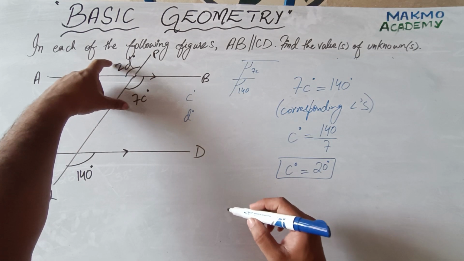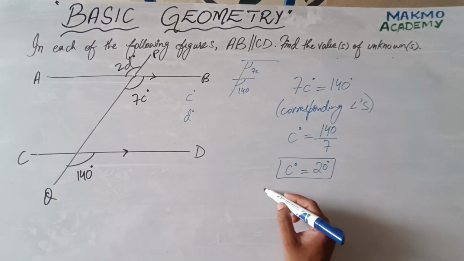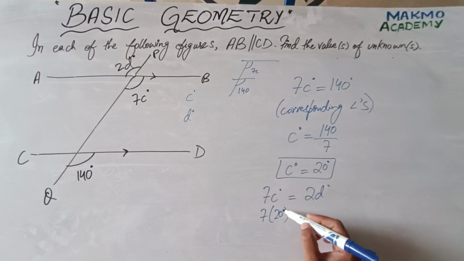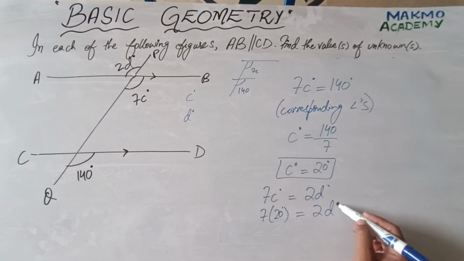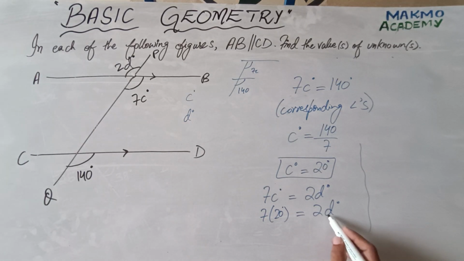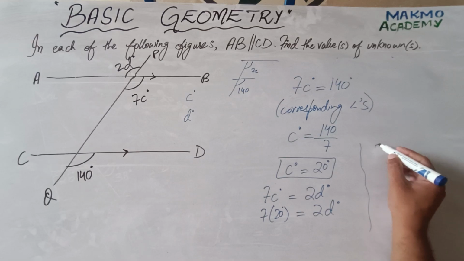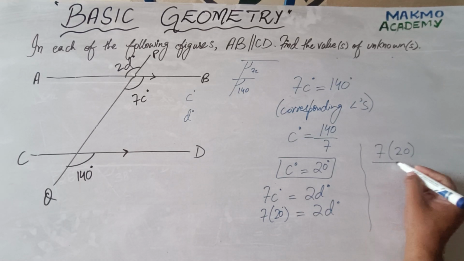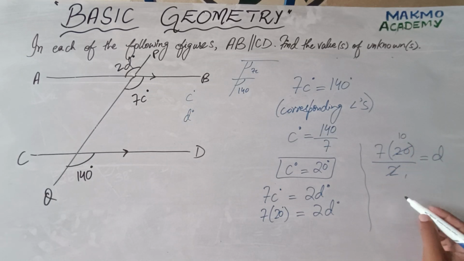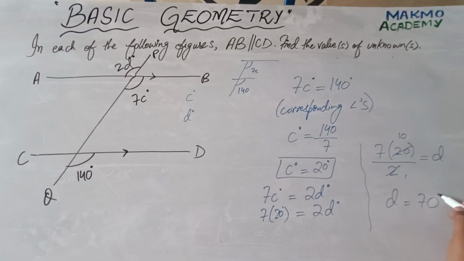Now these two angles are vertically opposite to each other, so 7C is equal to 2D. Substituting the value, 7 multiplied by 20 is equal to 2 into D. Now let's solve it for D. 2 and D are multiplying, so this 2 will go over there and divide. 7 multiplied by 20 upon 2 is equal to D. 2 ones are 2, 2 tens are 20, so 7 tens are 70. So D is equal to 70 degrees.